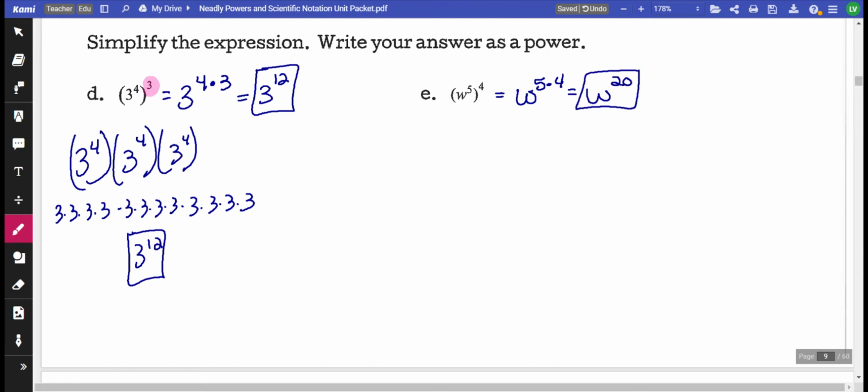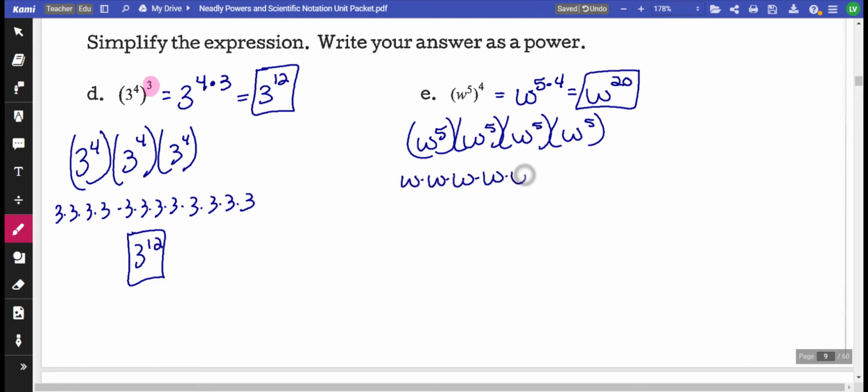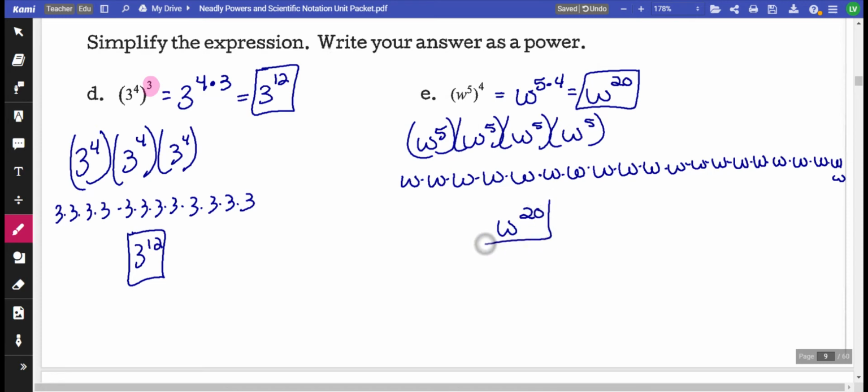But again, we can show our work. W to the 5th times w to the 5th. I need a total of 4 of those. Then from there, I could expand it out. There's one set of 5 w's, 2 sets, 3 sets, 4 sets. When I add them all together, it still gives me w to the 20th power.